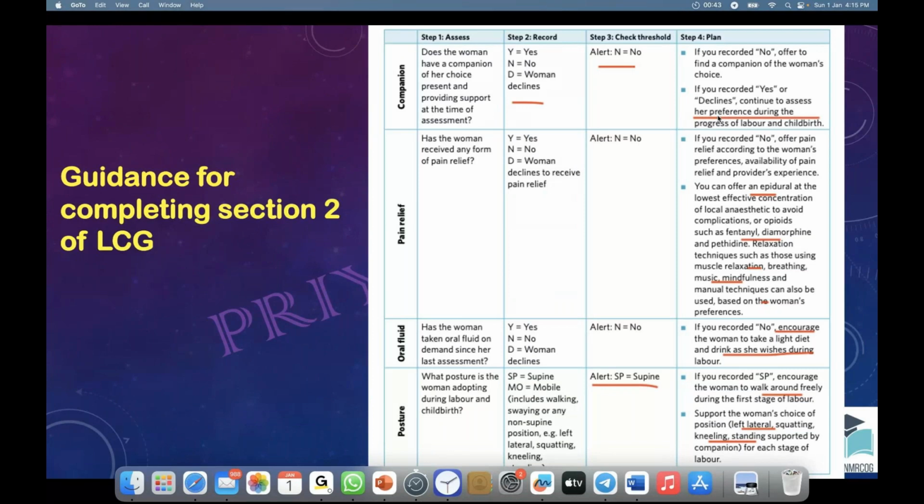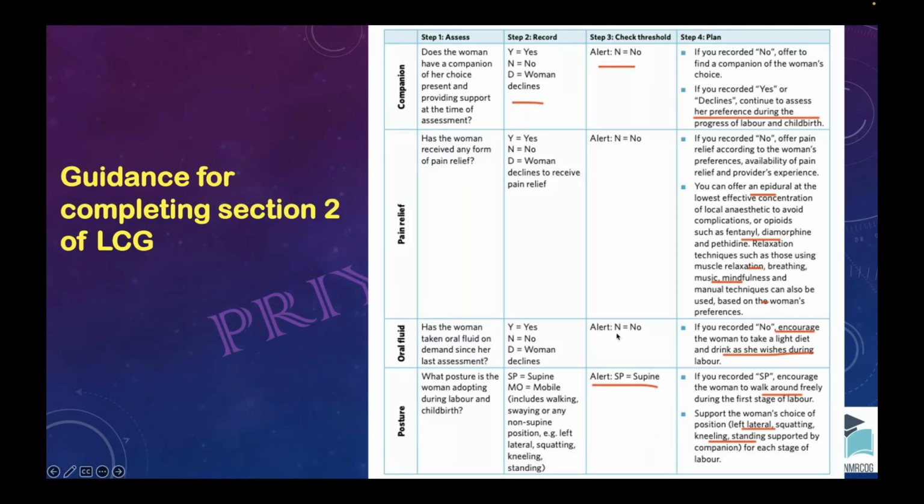Now pain relief. If the patient says no, then it will be the alert. In that situation, what can be done? We can offer epidural, or fentanyl, diamorphine, pethidine, or non-pharmacological methods like relaxation, breathing, mindfulness. Oral fluid, again yes, no, and D. If the patient is saying no, that is an alert sign, so we have to encourage the woman to drink according to her wishes.